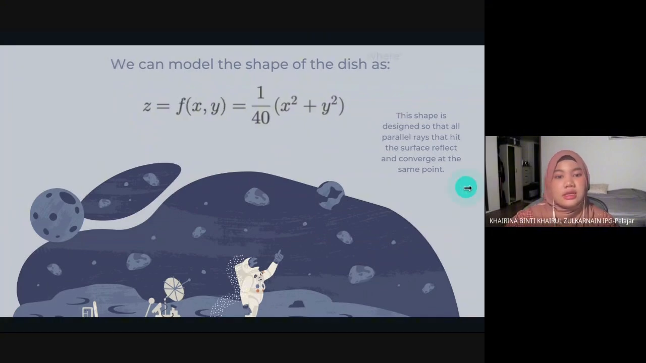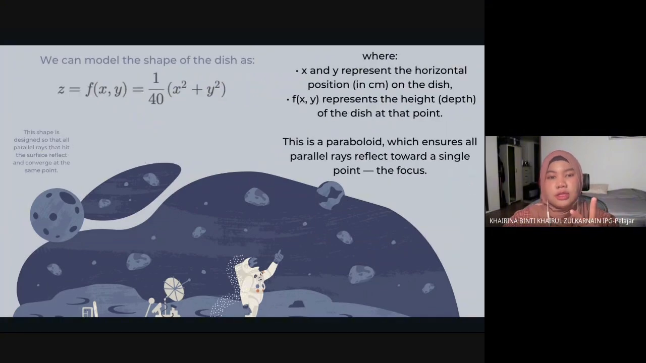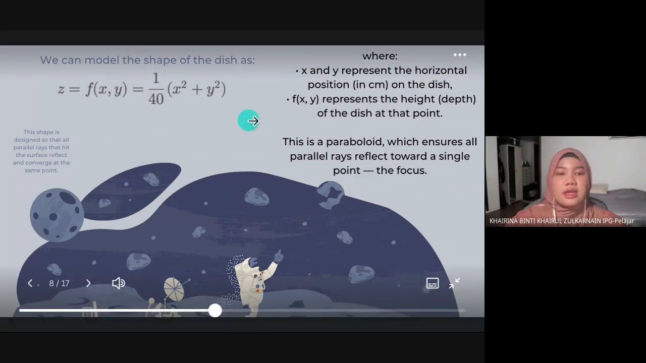Because it has a special property: all incoming rays parallel to its axis reflect and pass through the same focal point. This makes it perfect for applications like satellite dishes, solar collectors, and even telescopes. So, what are x and y? x and y represent the horizontal position in centimeters on the dish. The function represents the height, which is the depth of the dish at that point. So this is a paraboloid, which ensures all parallel rays reflect towards a single focus.